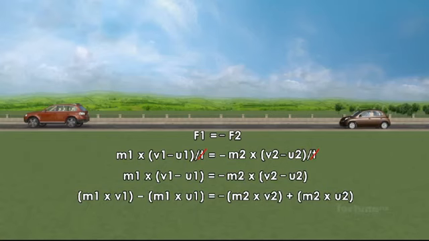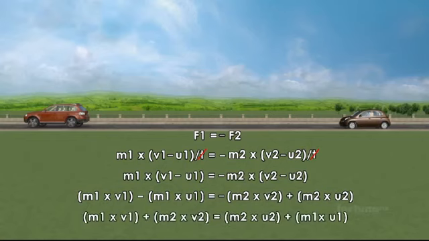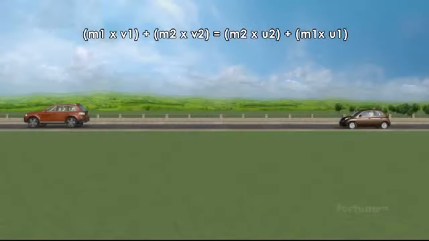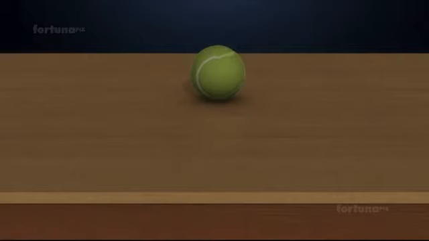And it can be written as m1 v1 plus m2 v2 equals m1 u1 plus m2 u2. From this equation, we can see the total momentum for both cars before and after the collision did not change but was conserved, thereby proving the law of conservation of momentum.